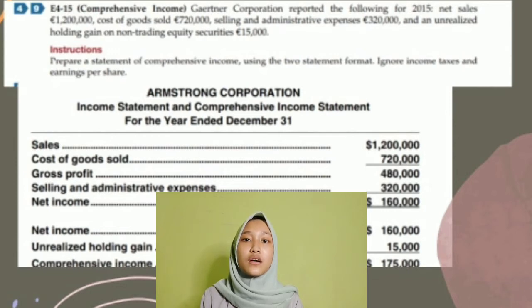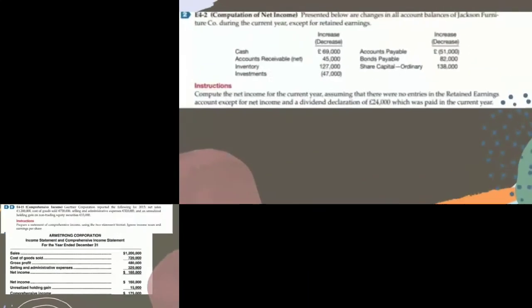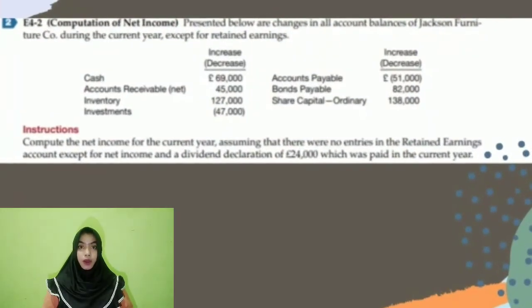160. And the last, net income 160 plus unrealized holding gain on non-trading equity securities 15,000, and the final result is comprehensive income 175,000. So then we move on to the exercise.